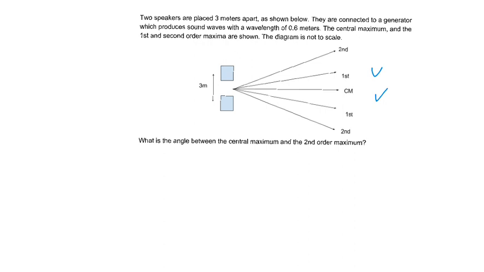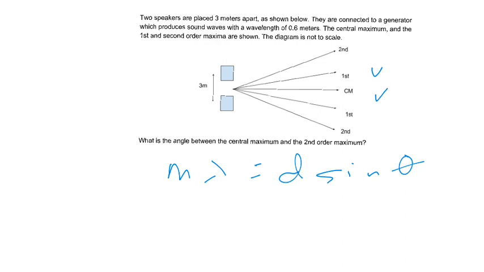And in this case, I want to do some math. I want to find the angle between the central max and the second order max. So the equation relating these is m lambda equals d sine theta. We just have to figure out what each of the variables stands for.